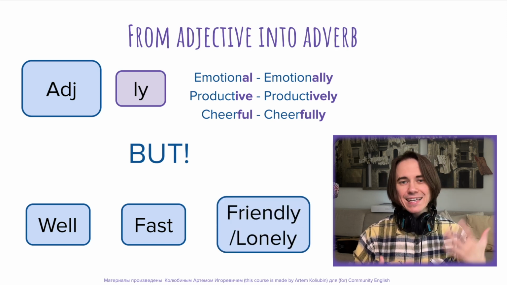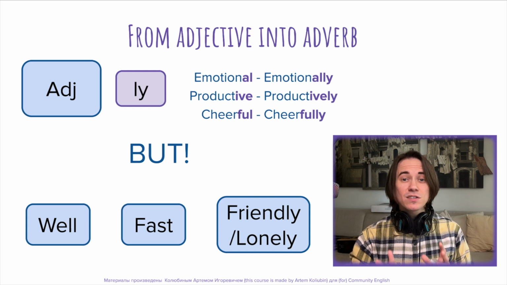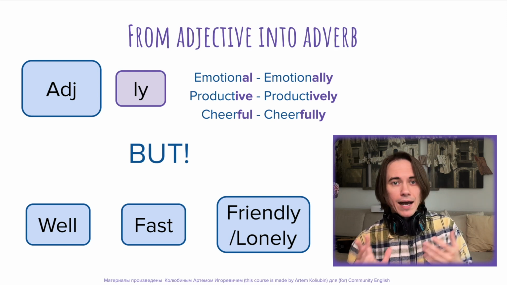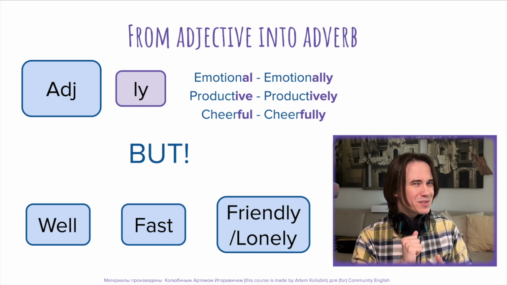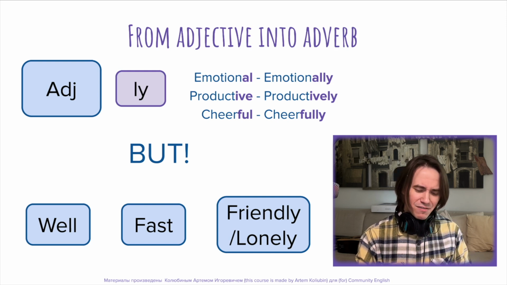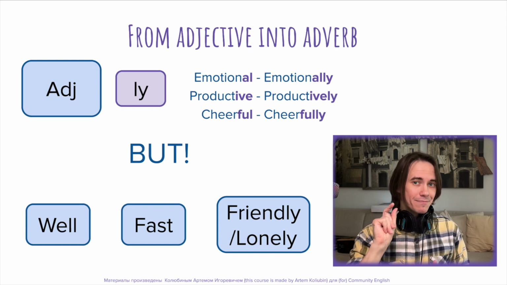And friendly and lonely, even though they have ly on the end, those are adjectives. Just remember, a friendly person, a lovely dog. By the way, lovely too. A lonely person too. Now I realize. Lovely, lonely, friendly. So those three are most common adjectives with ly. Okay?